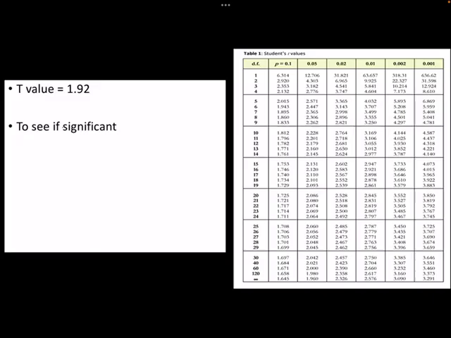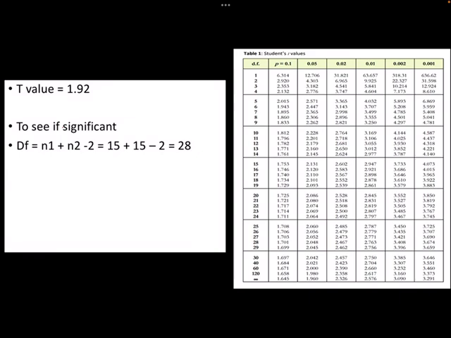So what do we do with this? Our t-value, as I said, is 1.92. We now have to work out how many degrees of freedom there are. So we had 15 in each sample. So 15 plus 15, take away 2, and that gives us 28 as our degrees of freedom.